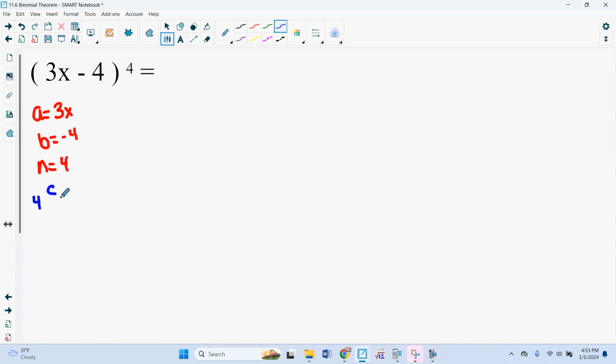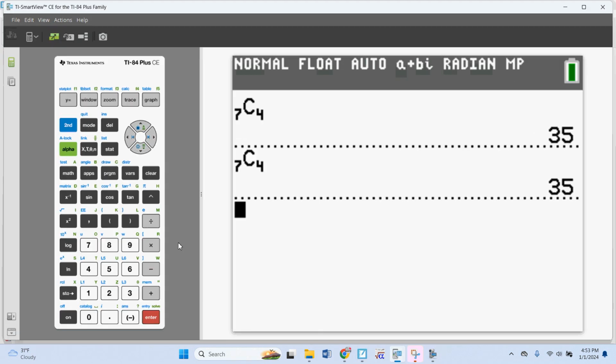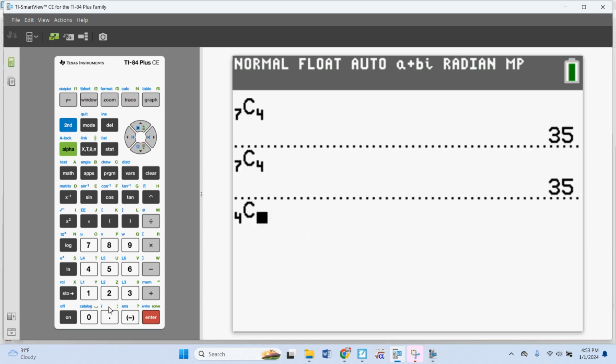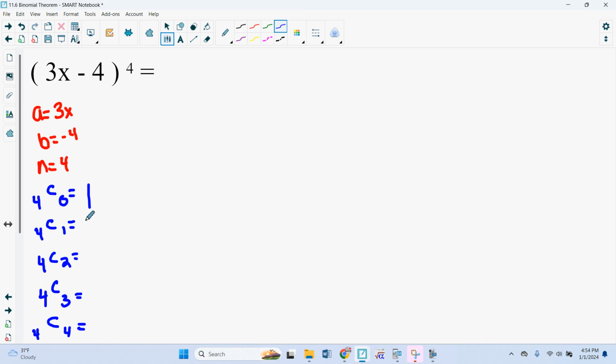I need to do 4c0, 4c1, 4c2, 4c3, and 4c4. So I will just do one of these in the calculator. We'll do 4c1. If I go here, 4c1, we get 4. So that is 4. If we did the rest, we would get 6, 4, 1.